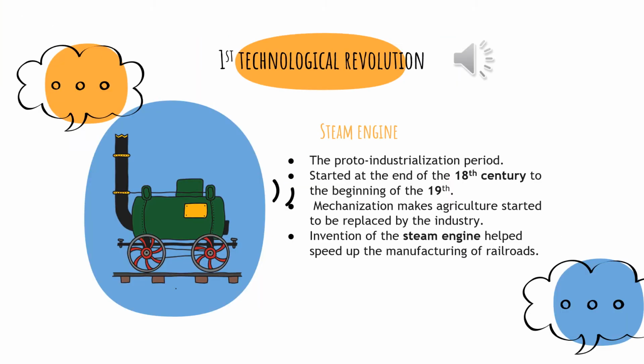The first industrial revolution followed the proto-industrialization period. It started at the end of the 18th century to the beginning of the 19th. The biggest changes came in the industry in the form of mechanization. Mechanization was the reason why agriculture started to be replaced by industry as the backbone of the societal economy. And also, the invention of the steam engine was the reason for the creation of a new type of energy that later on helped speed up the manufacturing of railroads, thus accelerating the economy.